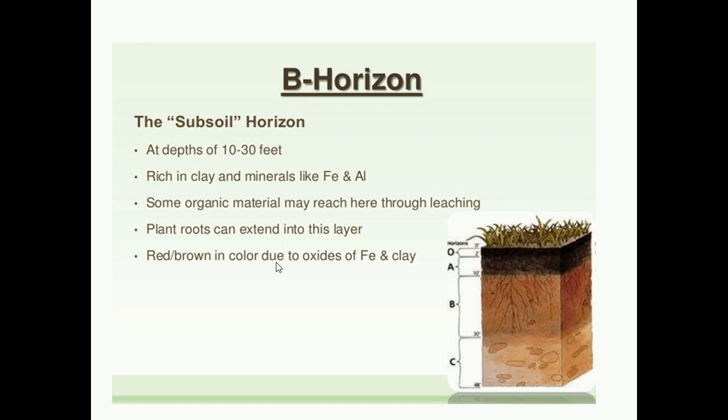We can observe the leaching process in the A and B horizons. The E horizon shows the leaching process, which is used for organic material transport. Plant roots can extend into this layer, and we can observe the plant roots in this picture. It is red or brown in color due to the oxides of iron and clay.